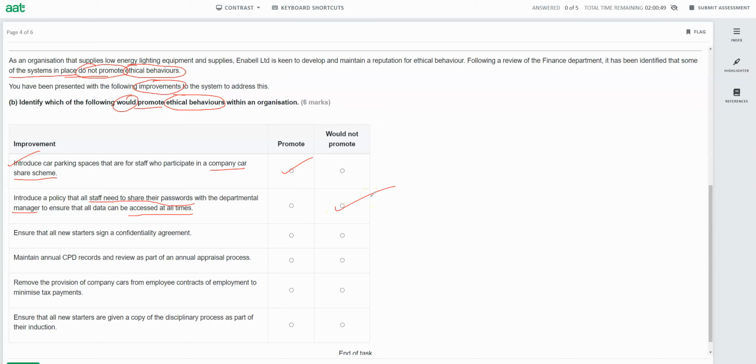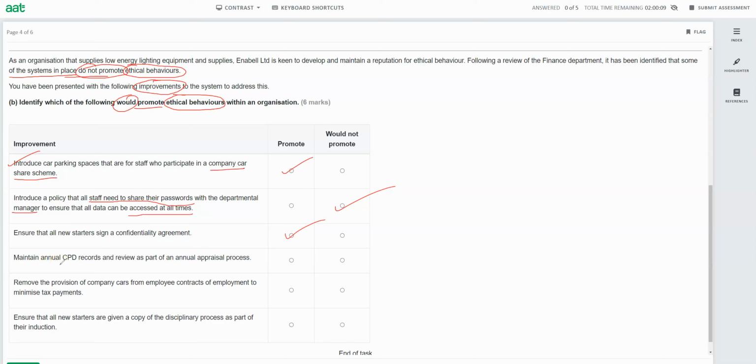The next one we have here: ensure that all new starters sign a confidentiality agreement. That definitely promotes the ethical behavior, because we do not share confidential information with anyone unless it is required by law or necessary, or without the permission or consent of the employee. So every single employee, when they join the organization, should sign a confidentiality agreement. So they should not share confidential information about the company with anyone else, and the company will not share their personal information with anyone else.